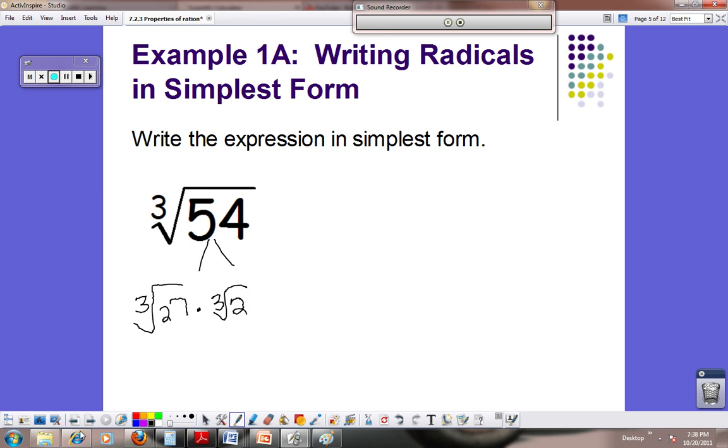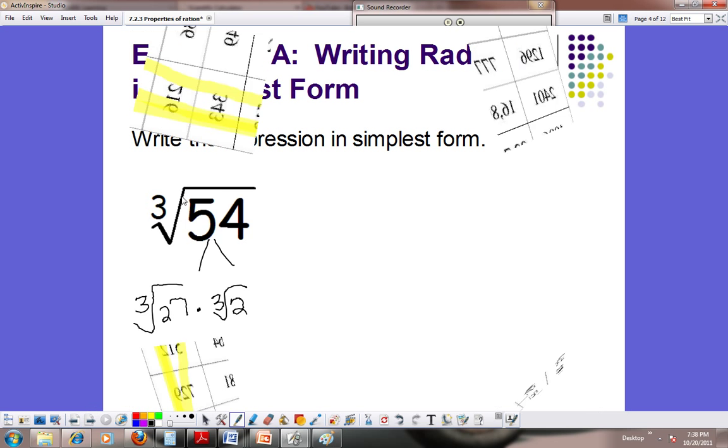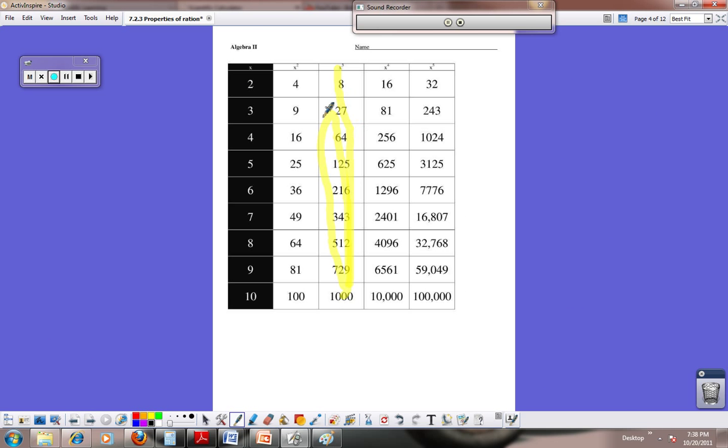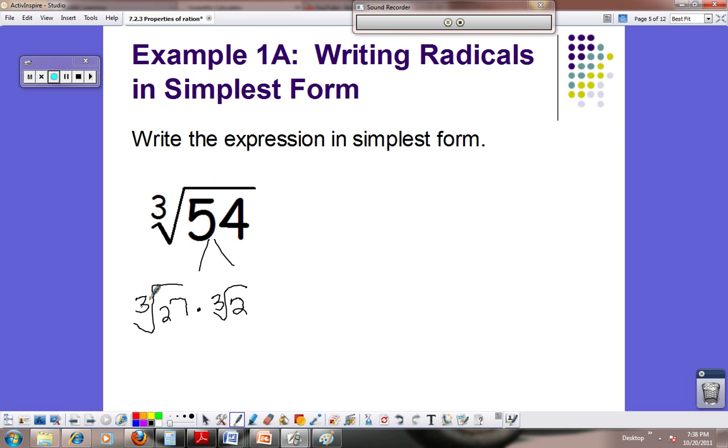Now, if you remember, the cube root of 27 is going to be this number right here. So 3 times 3 times 3 will give me 27. So, in this case, the cube root of 27 is 3. This one I cannot simplify. There is no cube root of 2, so I'm just going to bring it down, and it's going to be 3 times the cube root of 2. And that's your final answer.